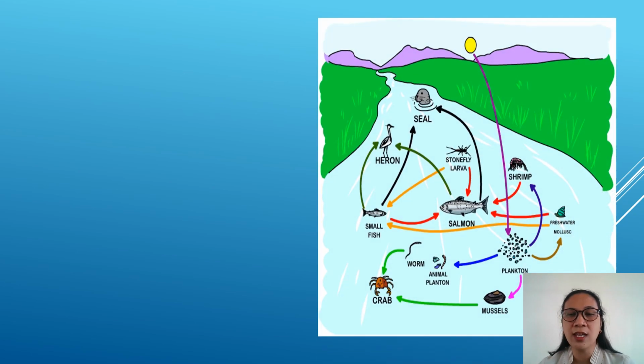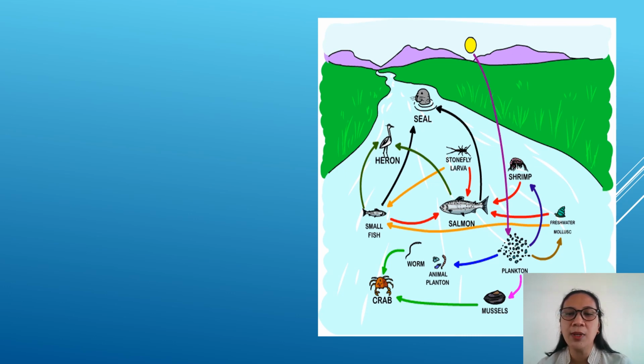Okay, let's have another activity. Take a look at this diagram. What are the organisms found in this diagram? Can you name the organisms in the diagram? Okay, so we have here the plankton. Plankton can be an animal or a plant.